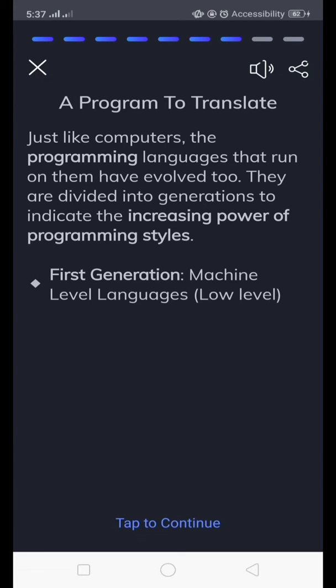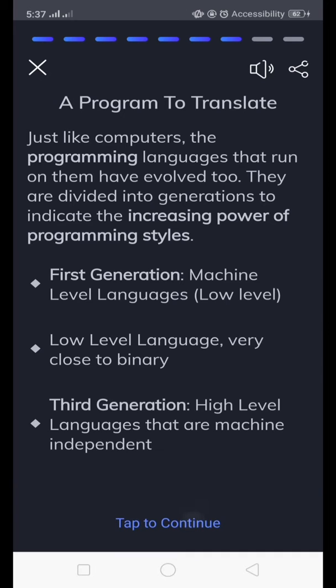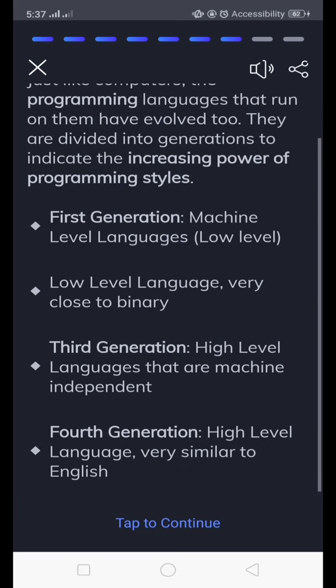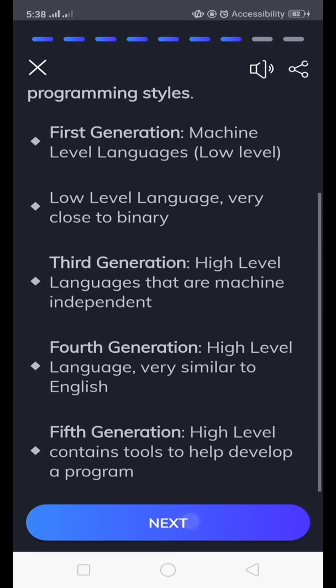First generation, machine-level languages, low-level. Second generation, low-level language, very close to binary. Third generation, high-level languages that are machine-independent. Fourth generation, high-level language, very similar to English. Fifth generation, high-level, contains tools to help develop a program.